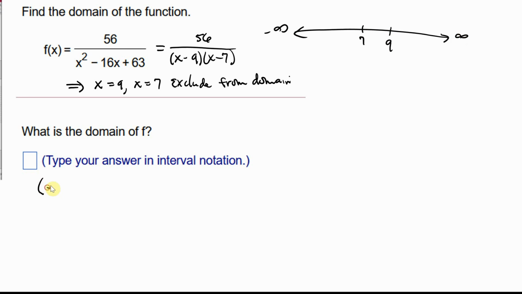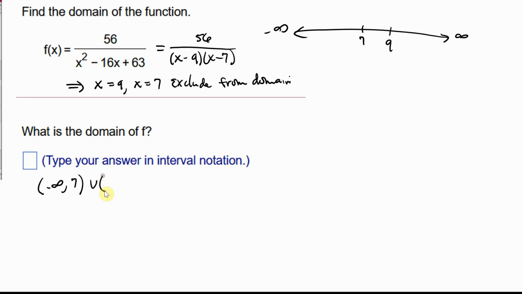So this would be from negative infinity to 7. Is this a bracket or parentheses on the 7? You said bracket? Okay. Now bracket means include that number. Parentheses means up to that number, but don't include it. If I include 7, that means that I'm going to have 56 divided by 0. Can't divide by 0, so it's parentheses.